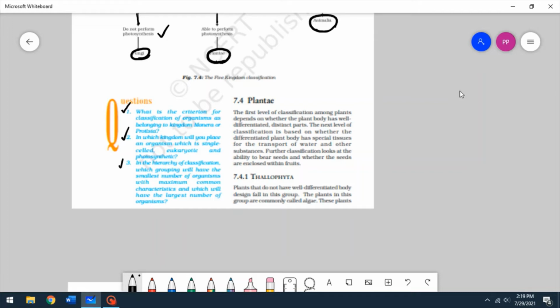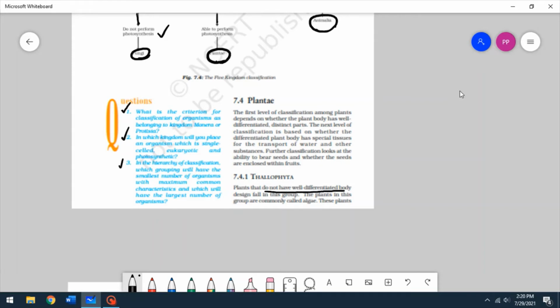So the next level is based on whether the differentiated plant body has special tissues for the transportation of water and food or not. Alright, that would be the second level. And further classification looks at the ability to bear seeds. That's the third stage. And the fourth stage would be to see whether the seeds are enclosed within fruits or not. So the first one is Thallophyta. They do not have a well differentiated body.